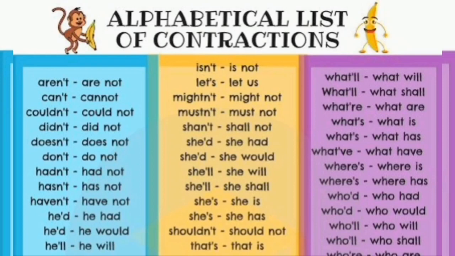He had changes to he'd. He would becomes he'd. He will changes to he'll. Is not becomes isn't. Let us changes to let's. Might not becomes mightn't. Must not changes to mustn't. Shall not becomes shan't.